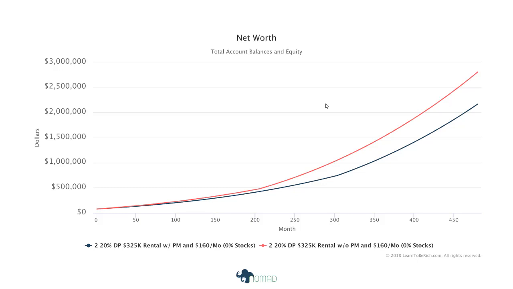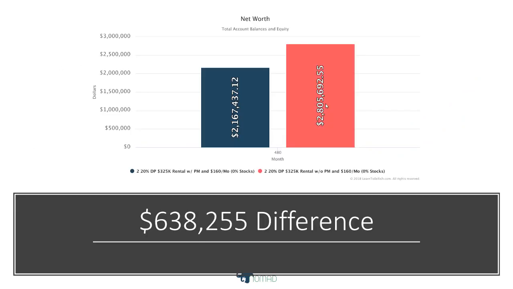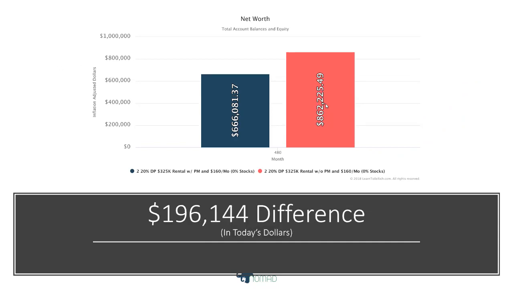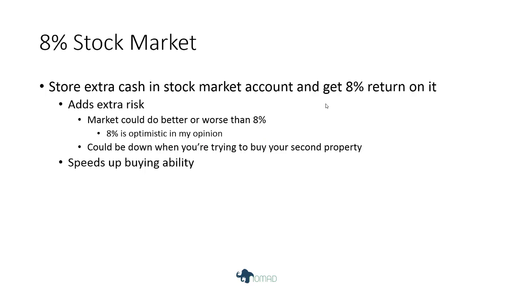Okay. Yep. So that's your net worth. We talked about that. This is in inflation-adjusted dollars. So it was $666,000 if you hire a property manager, or $862,000 if you do not, which is a $196,000 difference in your net worth by doing 2 properties.